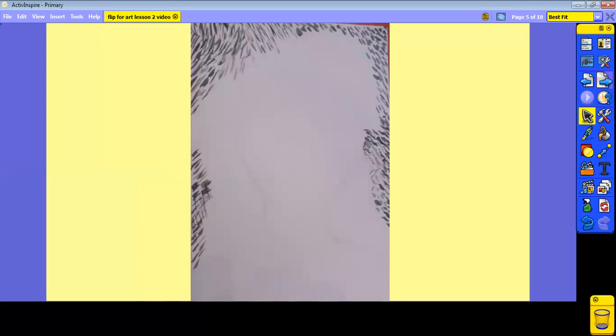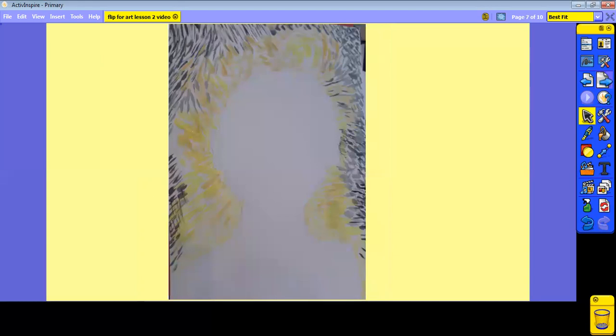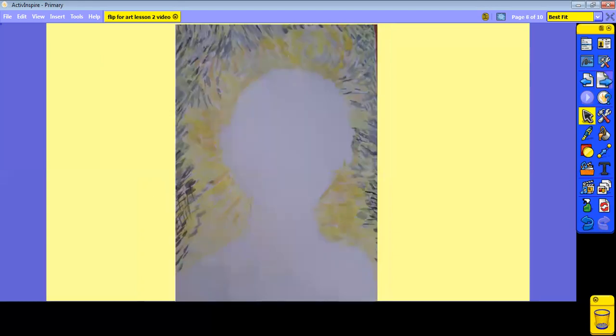So what you can see here is I've just built up the background using lines and dots and swirls in a Van Gogh style. Here I've started to add the yellow in and just taking a while to overlap them and use those techniques that we practiced last week until I've created the background for a person who is feeling quite cheerful, even though it is actually quite a grey day.